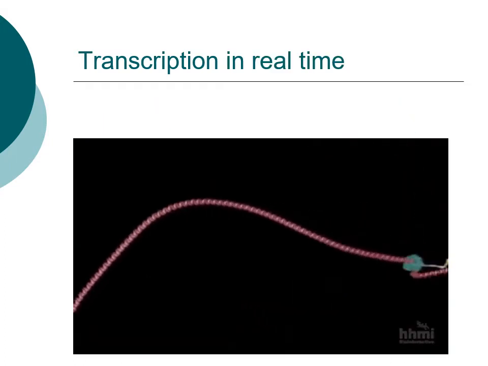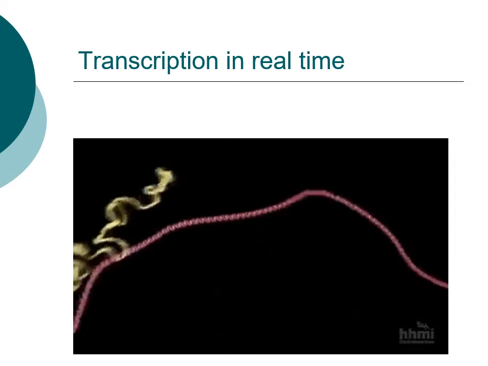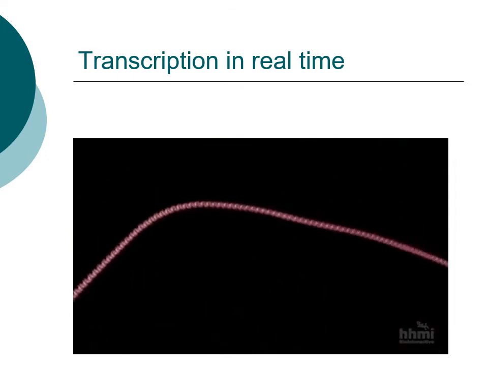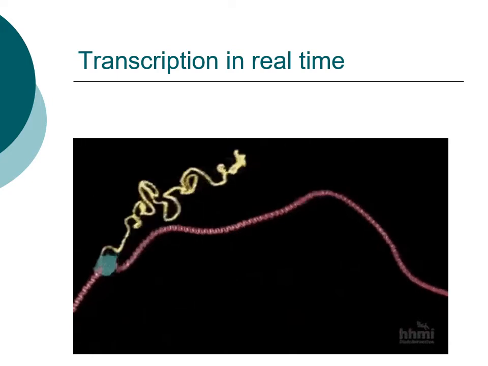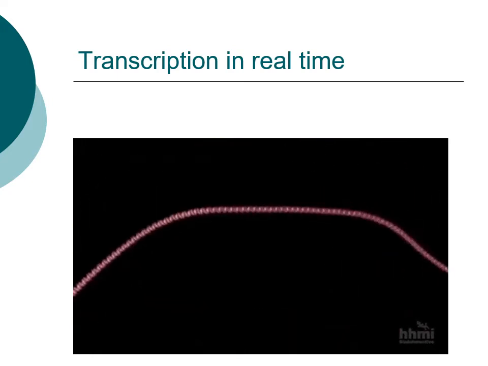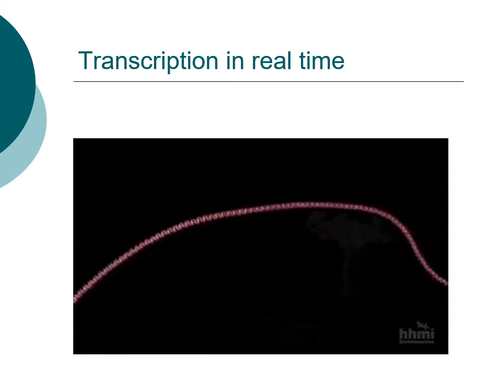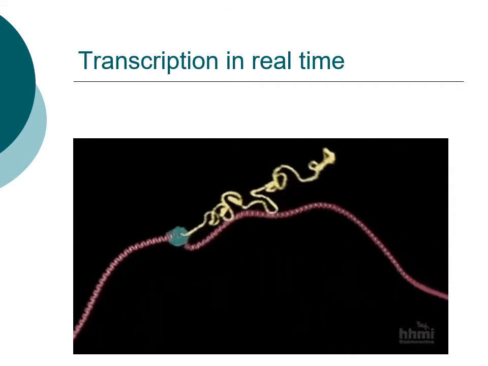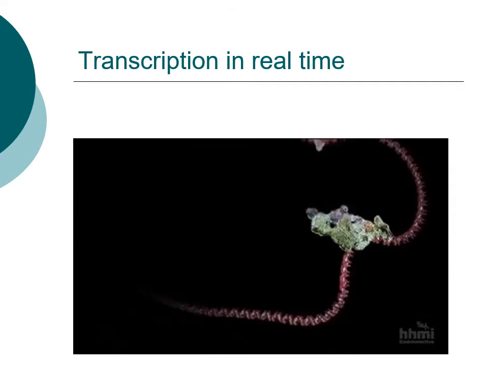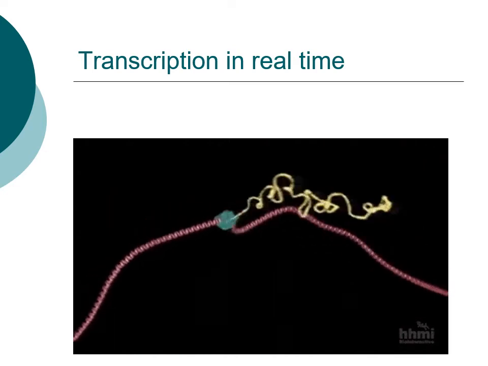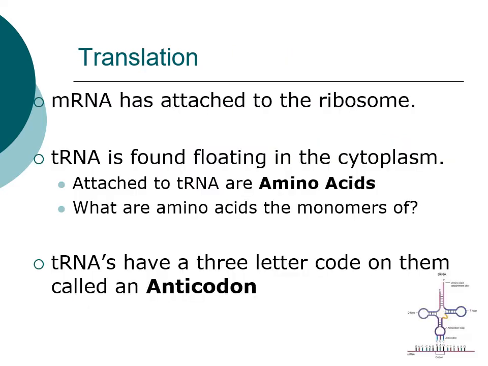Okay, so in this picture, we can see this is transcription in real time. So that is in green, your RNA polymerase, and yellow is your mRNA being produced off the DNA, which is this reddish string here. And so in your cells, this is how fast this is going. It's a very fast process.